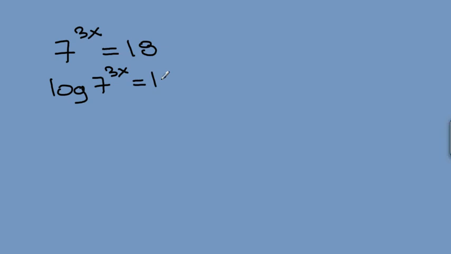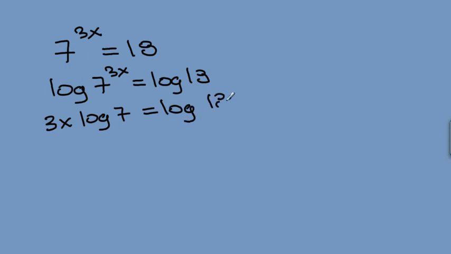Now, if we have anything else besides just an x in the exponent, it gets a little bit complicated like this. 7 times 7 raised to the 3x equals 18. We can take the log of both sides. So we get log of 7 raised to the 3x equals log of 18. 3x gets moved to the front. So we get 3x times log of 7 equals log of 18.